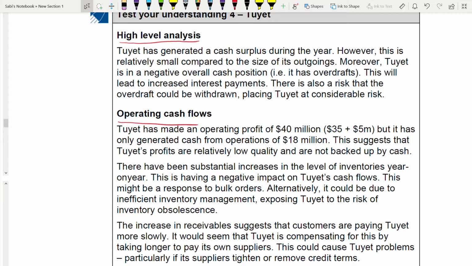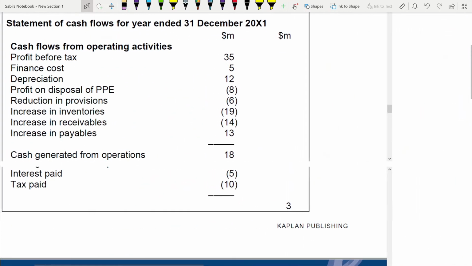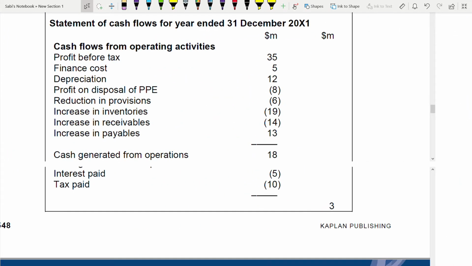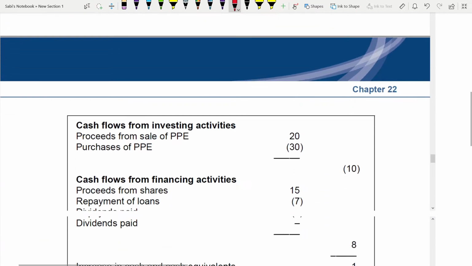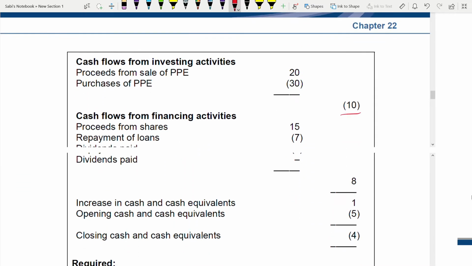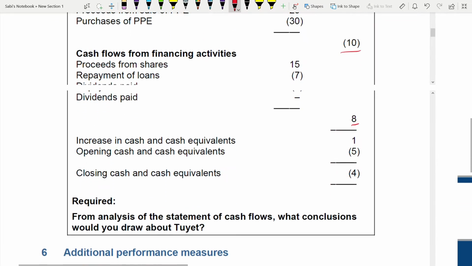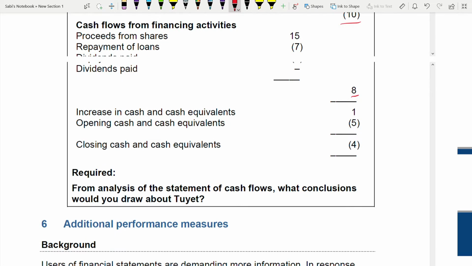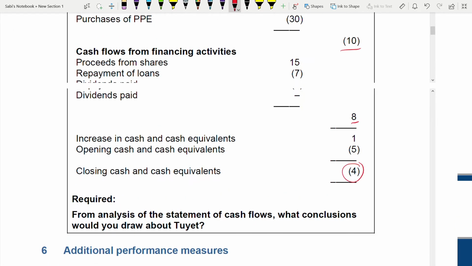So first let us go by their method, the high level analysis. Let's assume that we are using this method. First we give the main summary. For the main summary, you don't have to do too much, you don't have to do any calculation, just skim through it and see. Under operating, it's just 3, which is a very small amount. If you see investing, it's an outflow of 10, and financing is an inflow of 8. And you see it's a negative balance at the end, which is not good for this company.